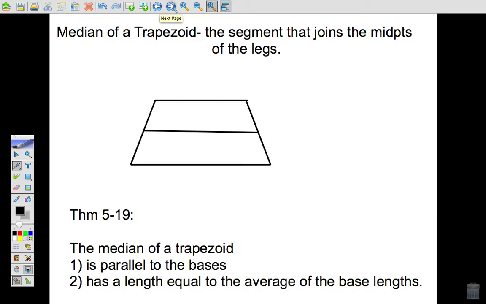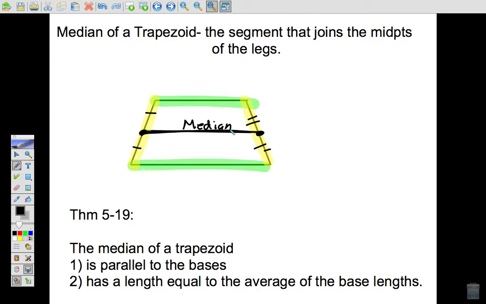Now what we call the median of a trapezoid. The median of a trapezoid is the segment that joins the midpoints of the legs. So again, just to reinforce this, I have the base sides, which are the parallel sides, right? And then I have the two sides that are not parallel, okay, the legs. Now, if I got a segment that joins the midpoints of those legs, so say that I know this part equals this part, and maybe this part equals that part, right? So in other words, this point right here and this point right here have to be the midpoints. The segment that joins the midpoints is called a median. And remember, it's got to connect the midpoints of the legs.